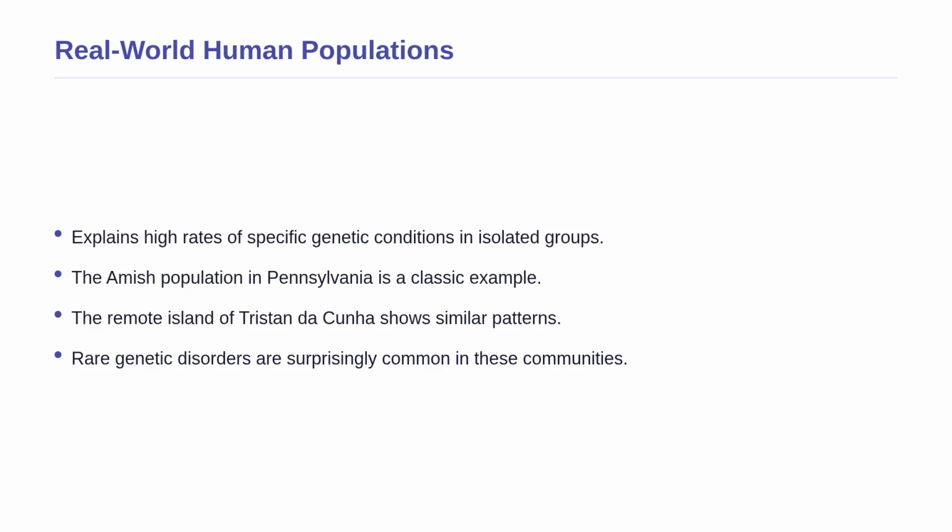These are textbook examples of the founder's effect in action. A small number of original settlers founded these communities, and they happened to carry specific rare genes that were then passed down to thousands of descendants.